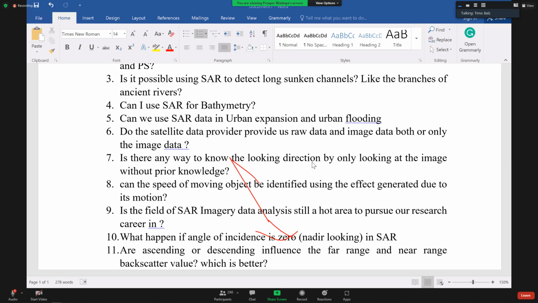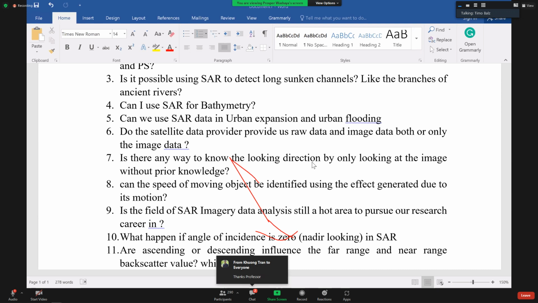Is there any way to know the looking direction by only looking at the image without prior knowledge? Yes, you could look at the direction of the shadow or the direction of the layover of buildings, for example, right? However, in the metadata of the image that you have, that should all be there. And a SAR image without metadata is only of limited use to you.